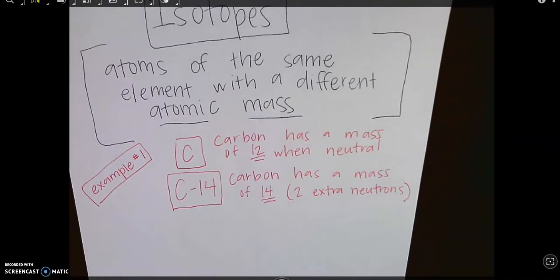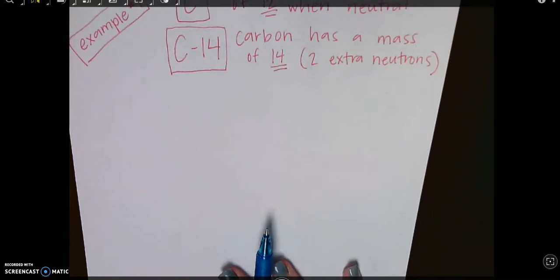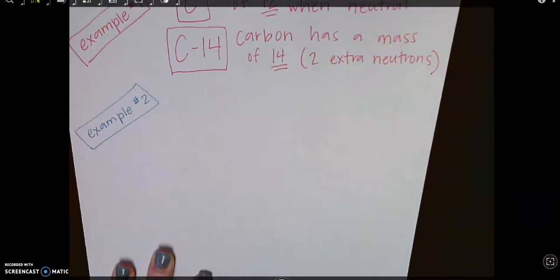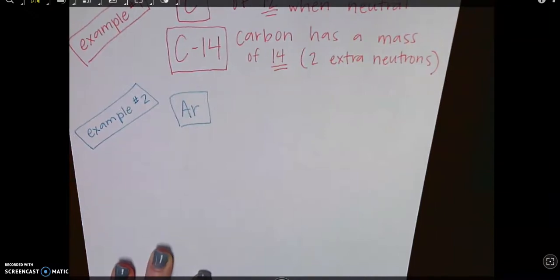So we've looked at an example where there are extra neutrons. There are more neutrons than there would be in the neutral form. Let's look at an example where there are less. So example number 2, I'm going to do in blue. So example number 2, I'm going to use argon. And argon is a noble gas, which means that it has a full valence, but argon does have some isotopes where it has less neutrons in the nucleus than it typically would.